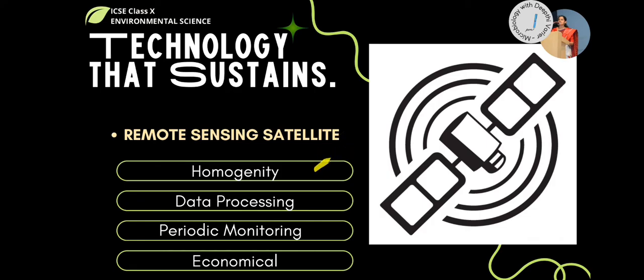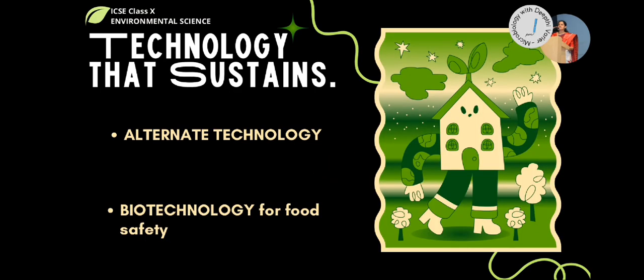And the fourth application is in mining, to map an active mine, to map which mines have been abandoned, to check whether there's any ecological damage that's happening. All of those studies can be done very easily if we have remote sensing satellites in comparison to doing it manually. The second one is having alternate technology.